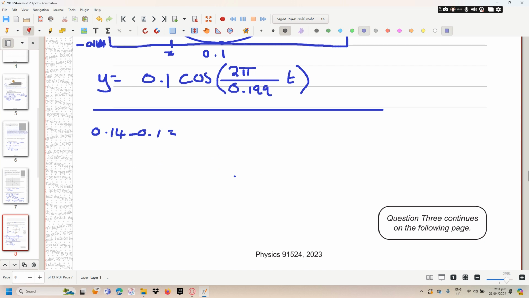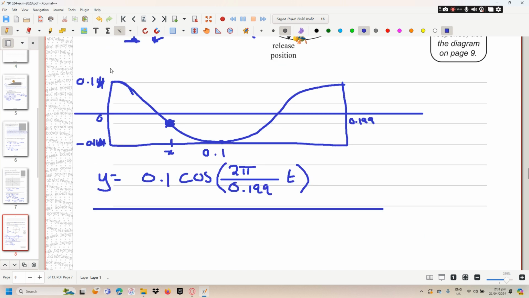Actually, just use a graphics calculator at this point. In fact, grab your graphics calculator out. I know this is taking a while, but it's important. Grab your graphics calculator out, take your graphics calculator for the exam. Put in the graph 0.1 cosine of 2 pi x divided by 0.199. And make sure your calculator is in radians, not degrees.